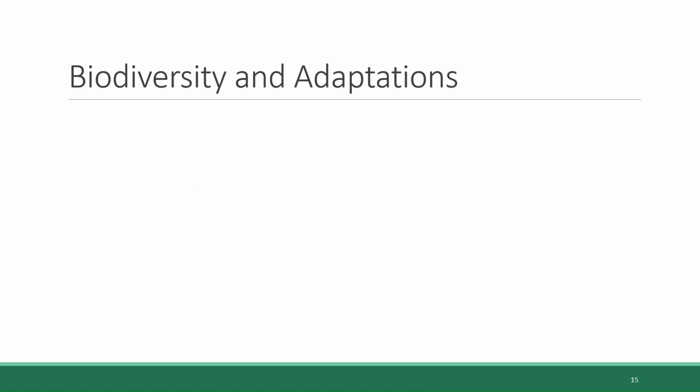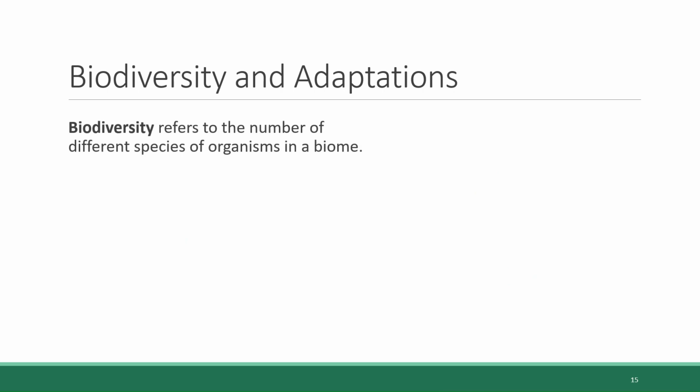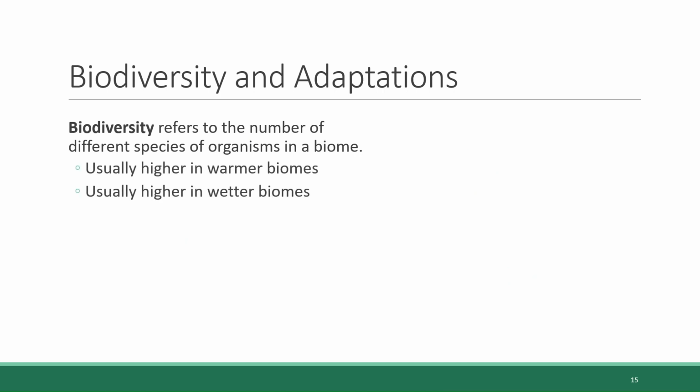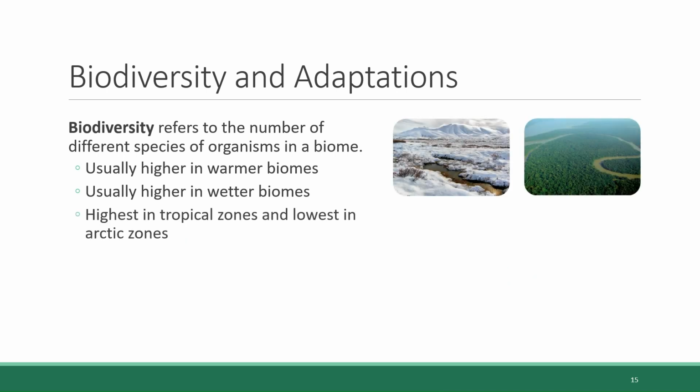Because plants are the producers and all the other levels of the food chain are linked to them, either directly or indirectly, the plant life influences the number and variety of other organisms that can be supported within a biome, or in other words, the biome's biodiversity. Biodiversity refers to the number of different species and organisms in a biome. Typically, higher biodiversity levels occur in warmer biomes as well as in wetter biomes. Therefore, in line with what we know about the characteristics of the Earth's different regions, biodiversity is highest in tropical zones, especially tropical rainforests, which are warm and wet, and lowest in Arctic zones, which are cold and dry.